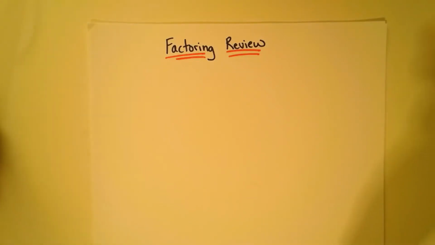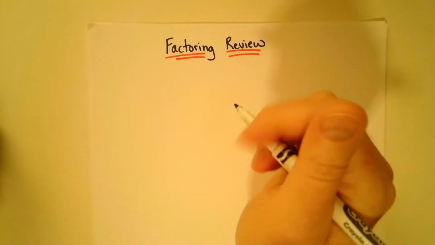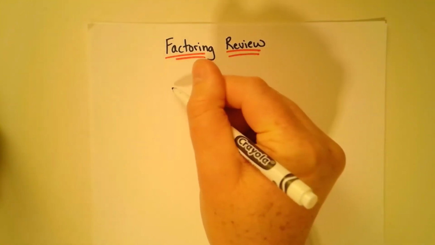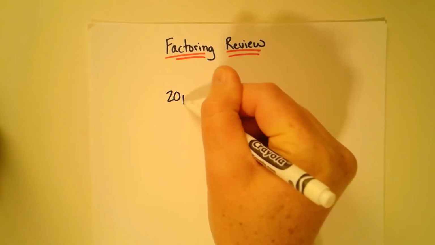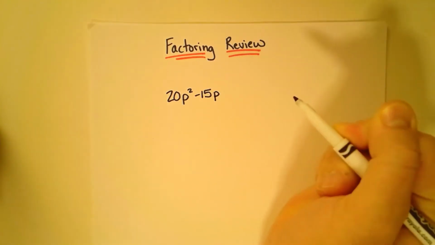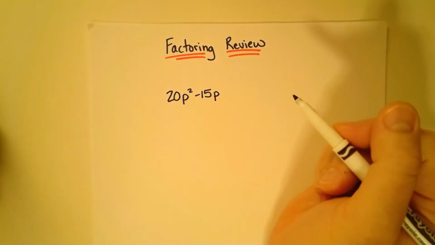In this video, we're going to take a look at some types of factoring that we need to review. So I'm just going to use some examples to review all the types of factoring we need up to now. So my first example will be 20p squared minus 15p.